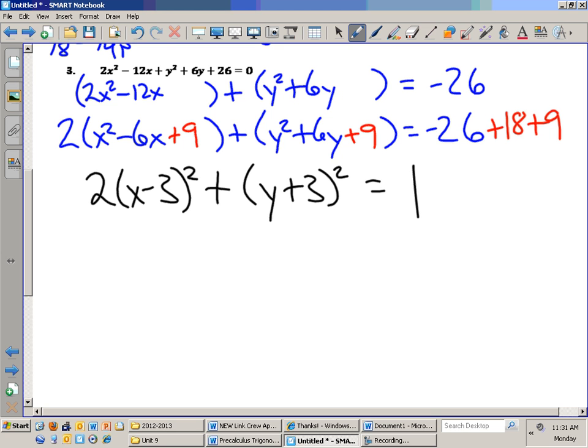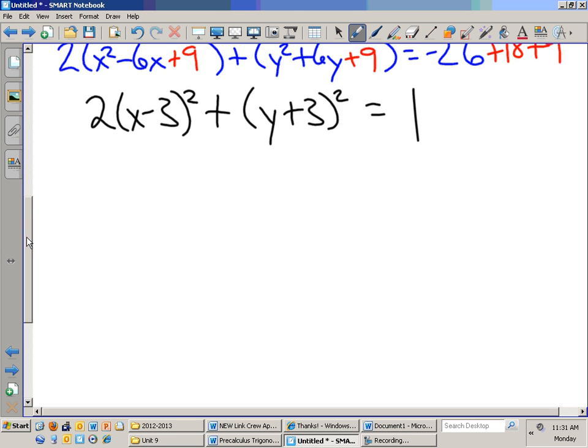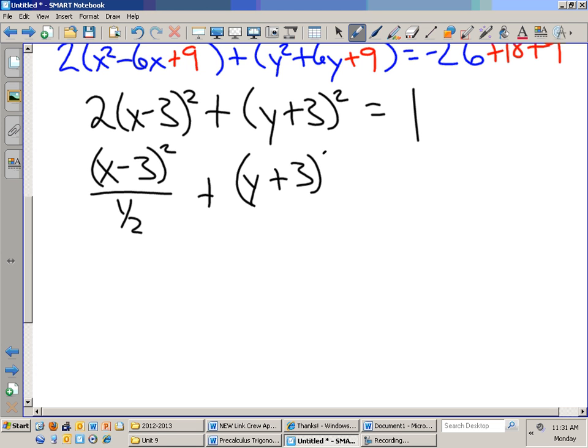It looks like an ellipse, except there's nothing in the denominator. Let's put some things in the denominator. If I'm multiplying by 2, then what goes in the denominator? 1/2. So this is x minus 3 quantity squared divided by 1/2. Instead of multiplying by 2, I can divide by the reciprocal. That way I have something in the denominator and I know what to work with. Plus y plus 3 quantity squared divided by uno, Spanish for 1, equals 1.